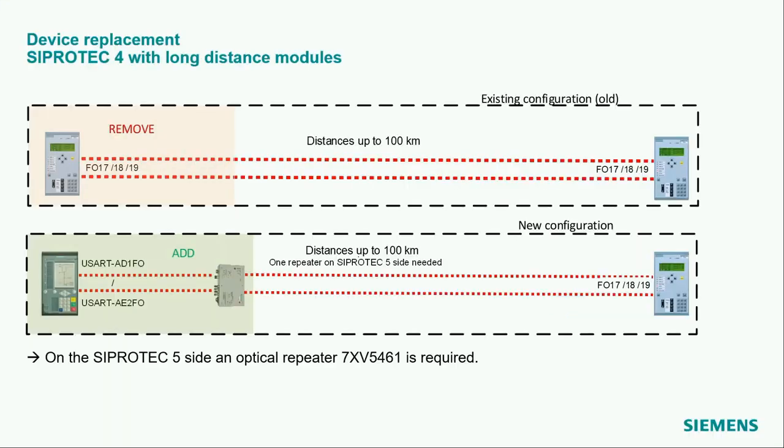If you want to replace one of the 2 CBOTEC 4 devices with a CBOTEC 5 device, you need 1 repeater on the CBOTEC 5 side. The required modules in the CBOTEC 5 device are USART 81 or AE2 FO. The reason this additional repeater is needed is that the long-distance modules of the 2 device families are not compatible.